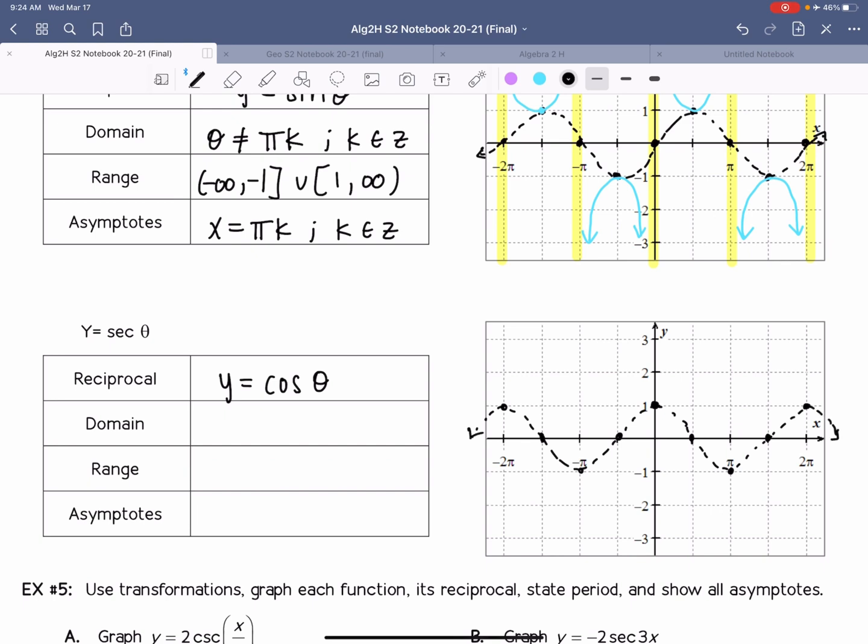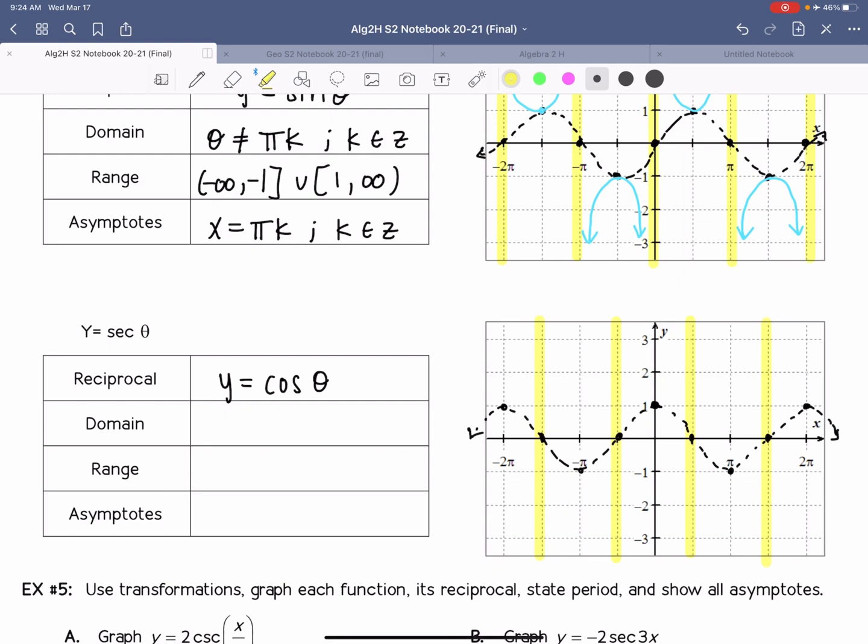All right, so I have this graph. And then just like our cosecant graph, every time there's 0, you're going to put a vertical asymptote there. So you're bordering hills and valleys. So you should have hills and valleys between each vertical asymptote.